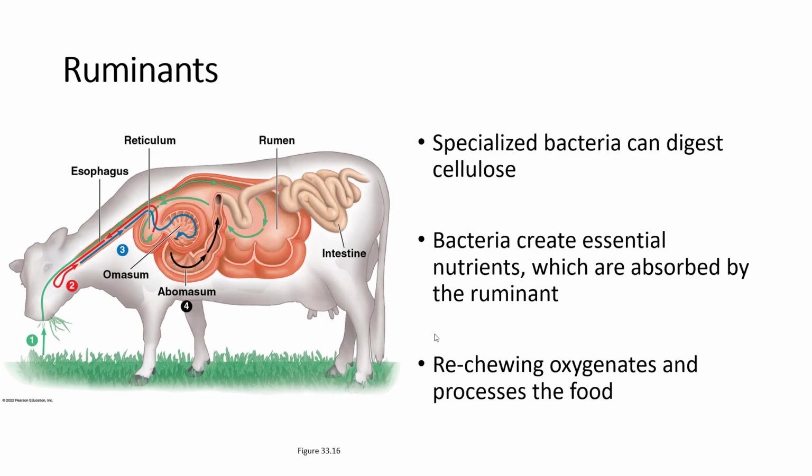Taking bacteria to a whole new level are the ruminants. They have specialized bacteria that are capable of digesting cellulose. You want to eat that paper in front of you? Feel free, but you're not getting anything out of it. Feed it to a cow and they will turn it into beef.